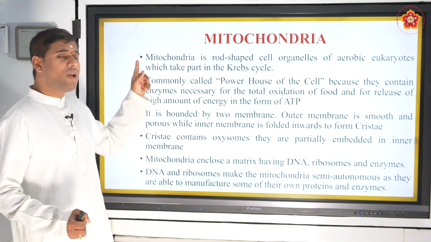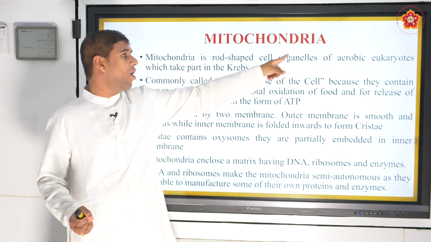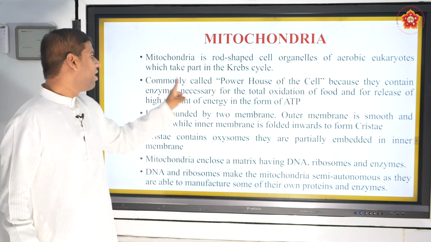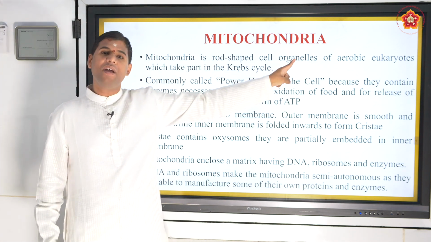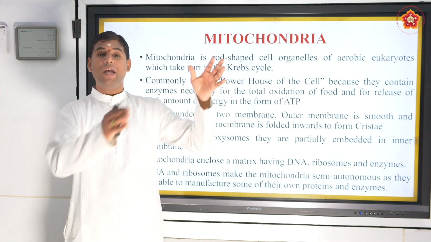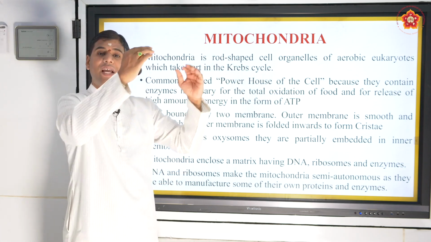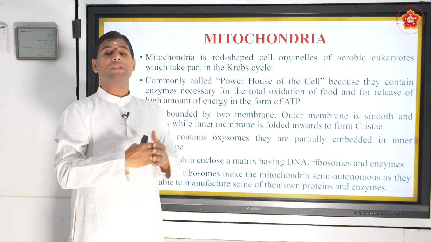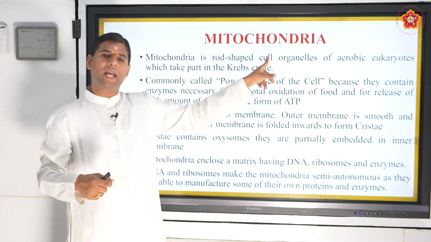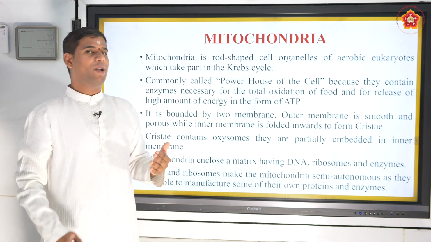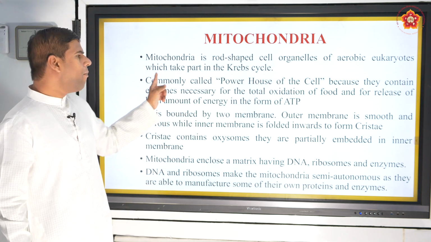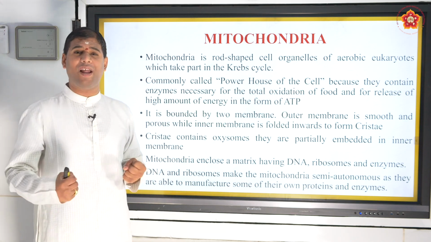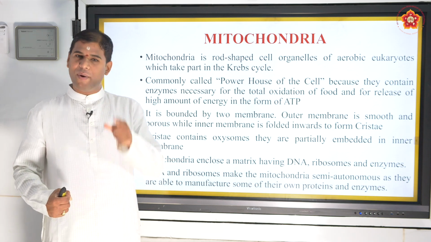Now, how does it look? It's a rod-shaped cell organelle, found in aerobic eukaryotes. This mainly takes place in the Krebs cycle. The Krebs cycle is a type of cycle present in the metabolism process; you have lots of cycles in metabolism, like the glycolysis cycle and the Krebs cycle. So it is commonly known as the powerhouse of the cell. It gives power to the cell, and that's why it's called the powerhouse of the cell.